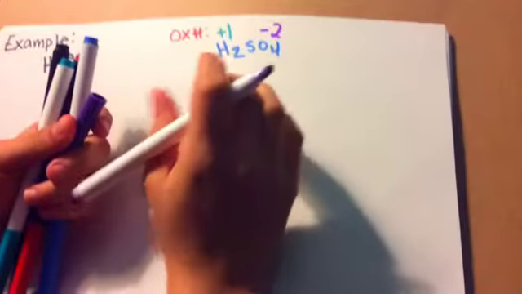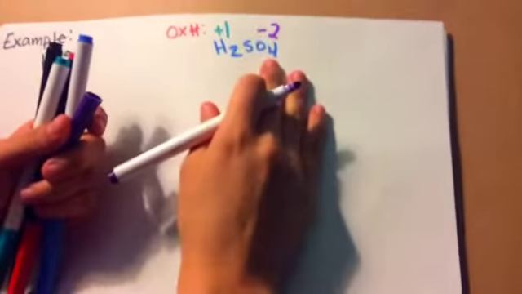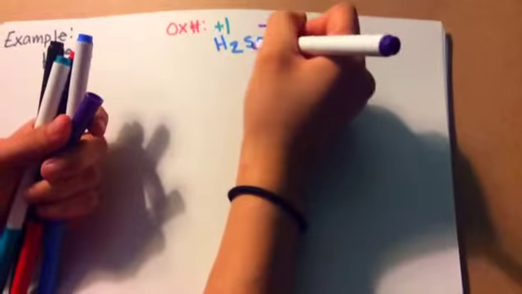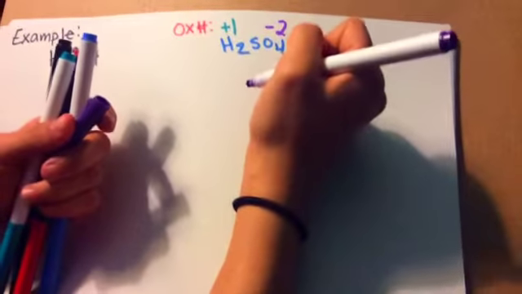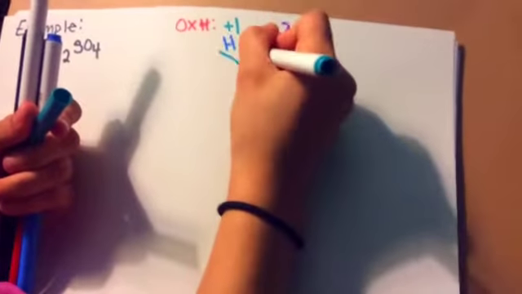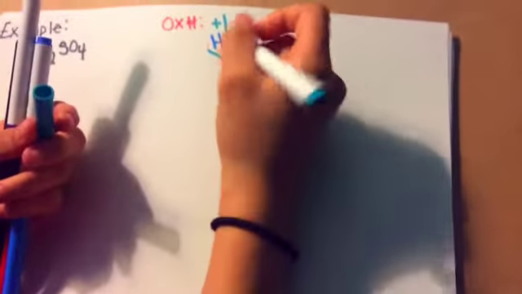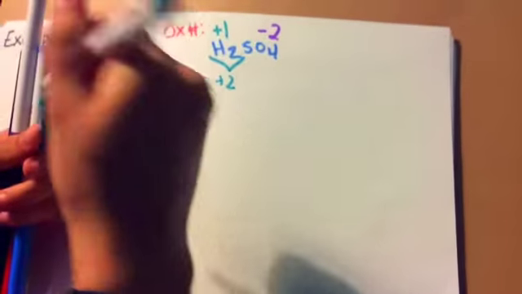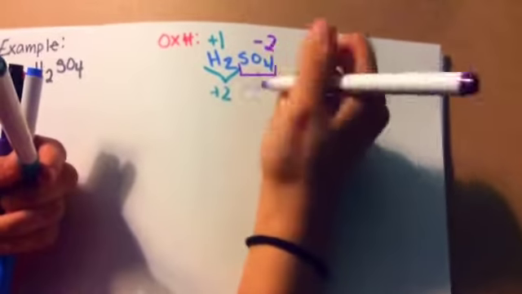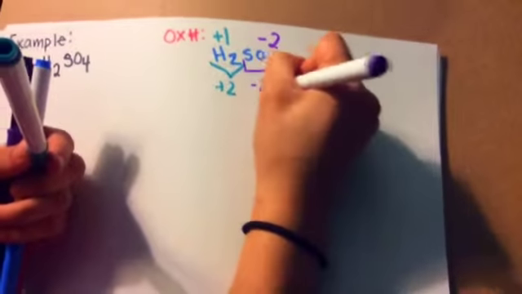So now that we've calculated H2 and SO4, we're going to try to calculate S's oxidation number by itself. And H2 will be a +2. And then we know that sulfate is a -2.